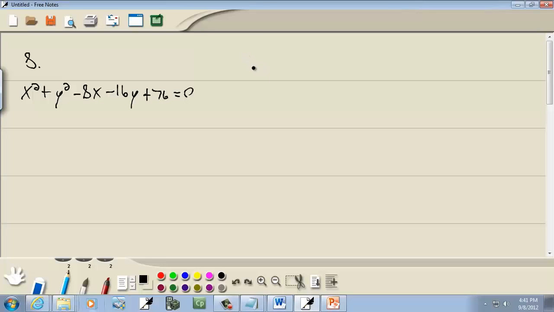Well, this procedure is writing a circle in general form into standard form. So, writing a circle in general form into standard form.